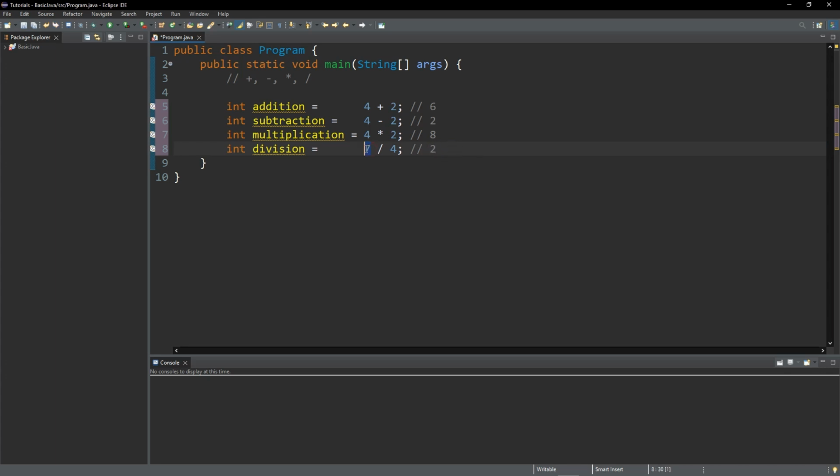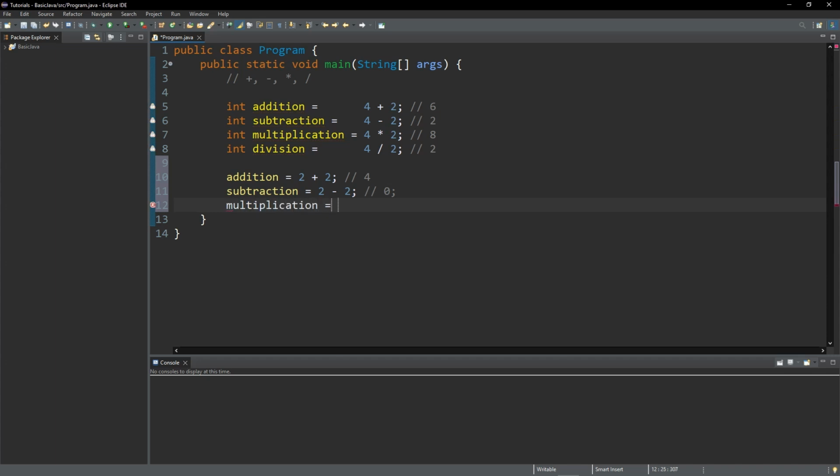Okay, so let's move this back to 4 divided by 2. Now you can do the same thing when you reinitialize 2. So you can say addition equals 2 plus 2, which makes it become 4. You can say subtraction equals 2 minus 2, which is 0. Multiplication is equal to 2 times 2, which is 4 as well. And you can say division is equal to 2 divided by 2, which is 1.